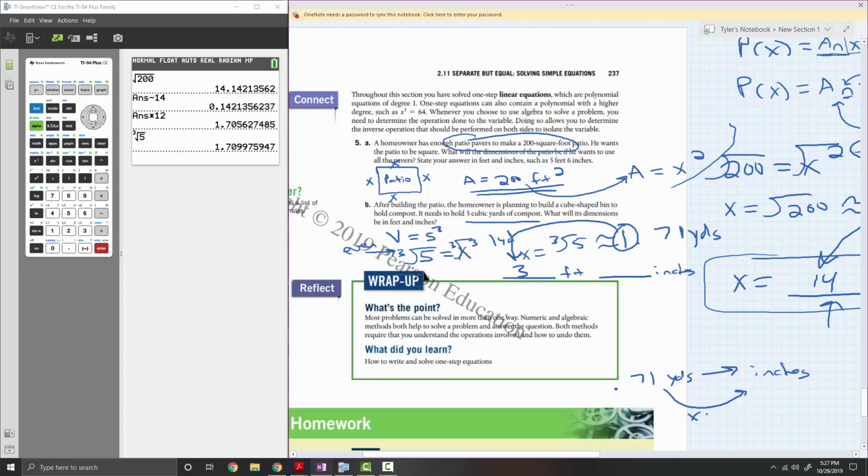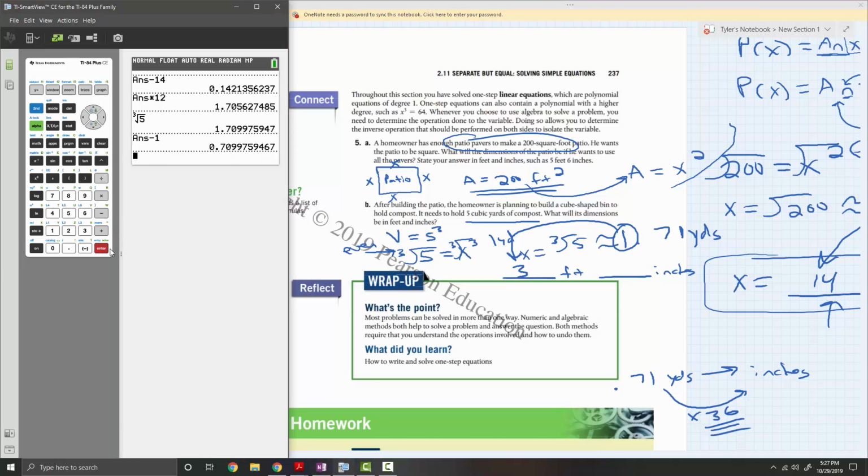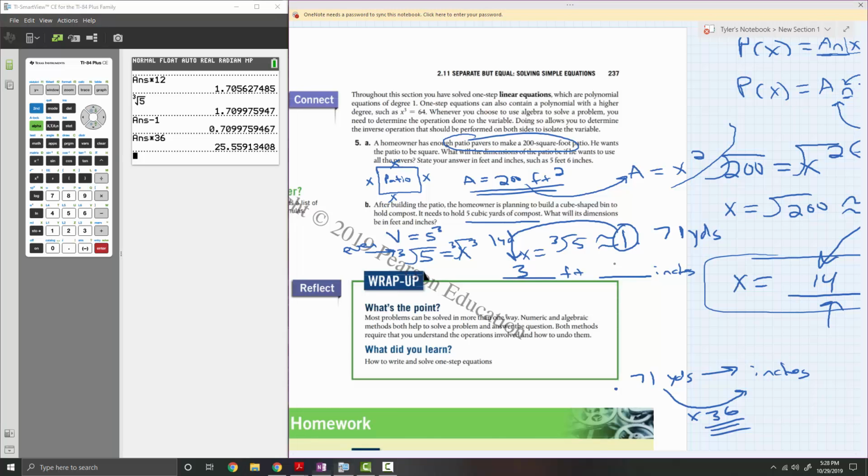I want to convert this into inches, so I take this and multiply by 36, because there are 36 inches in a yard. There are 3 feet in a yard and 12 inches in every foot, so 3 times 12 is 36. So if I take away 1, that leaves just the decimal part, and then I multiply by 36, and my answer would be in inches. So I would have roughly 26 inches.